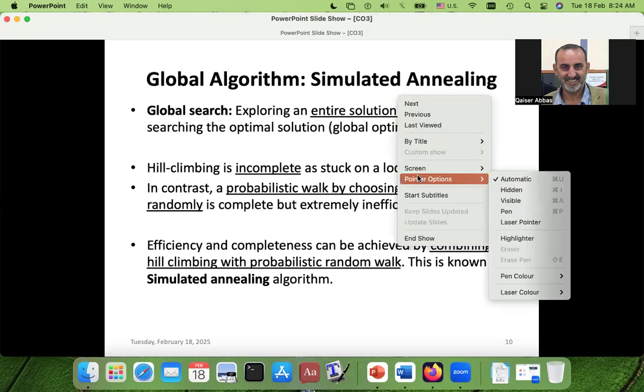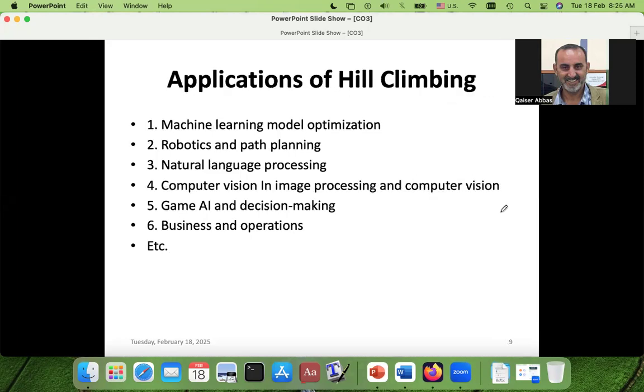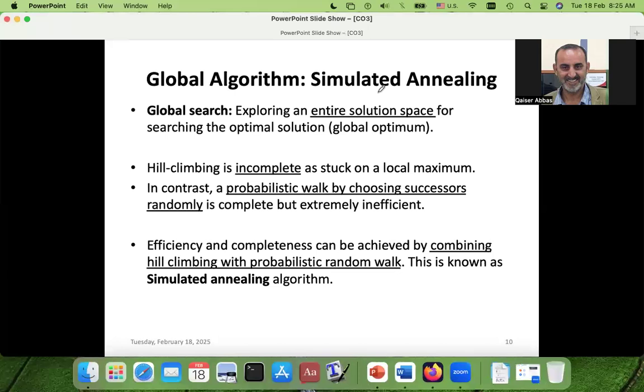Okay, let's start with this topic. Yesterday, we finished the hill climbing section, and now we have to start simulated annealing.